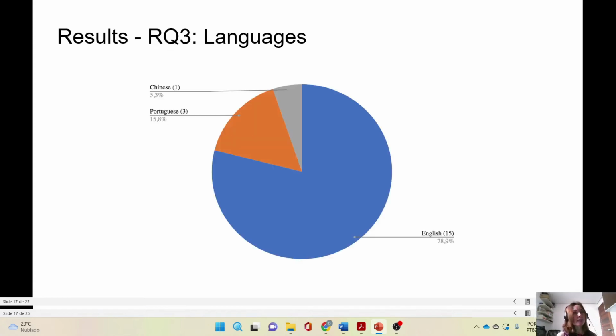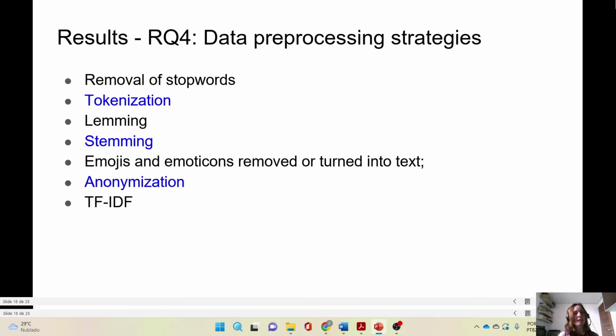Okay, another important issue regards language, and we have observed the main use of English, as we already expected, and only few works using Portuguese language. On the other hand, data preprocessing strategies usually include the most used ones such as removal of stop words, tokenization, lemmatization, stemming, emojis and emoticons removed or turned into text, anonymization, and TF-IDF.